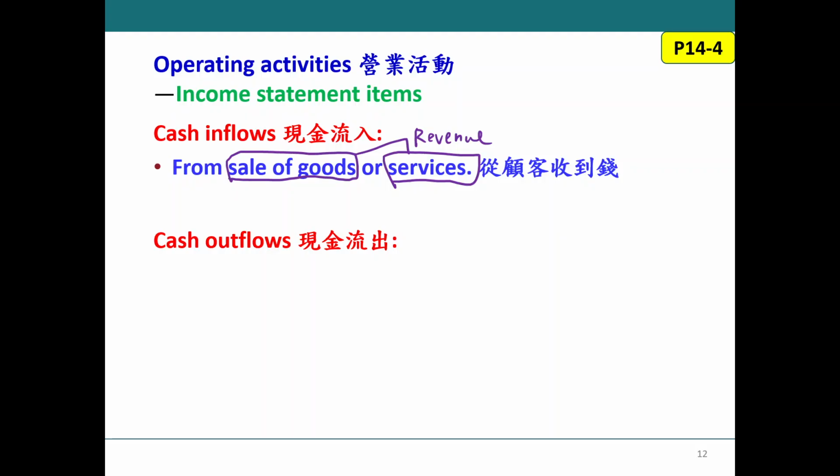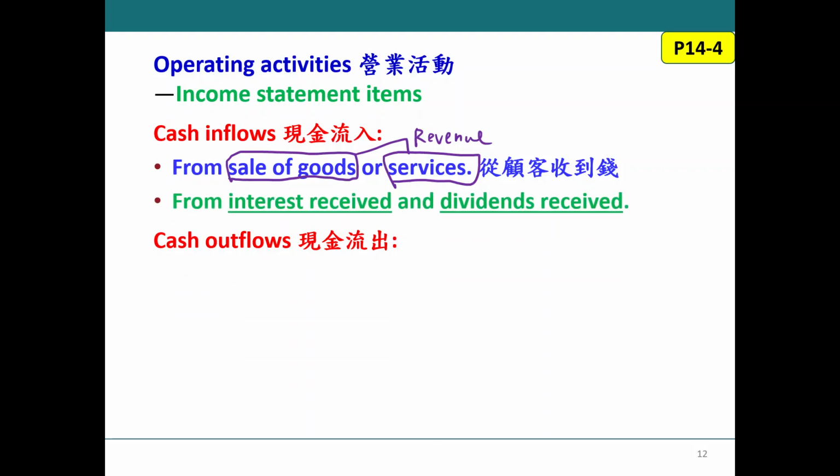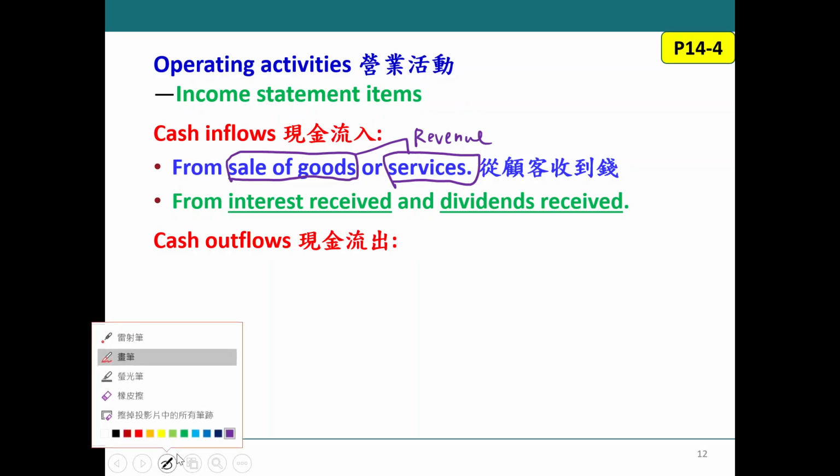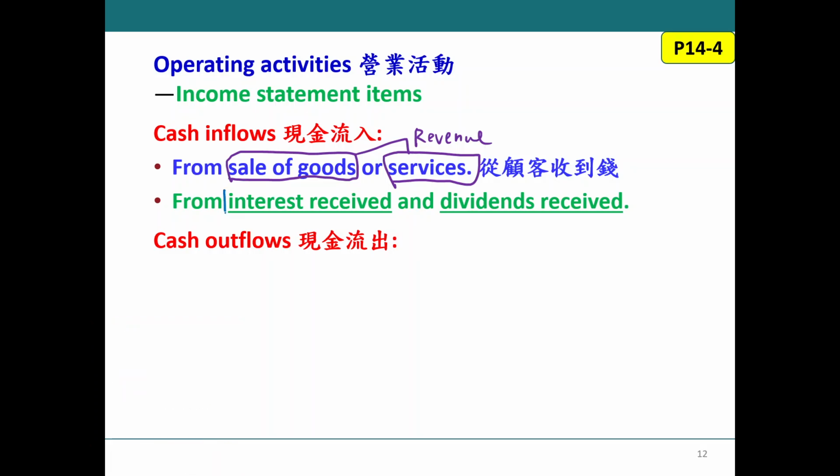So two special items. What's this? Interest received, dividends received. Okay, so these two are special items. Interest received, dividends received.